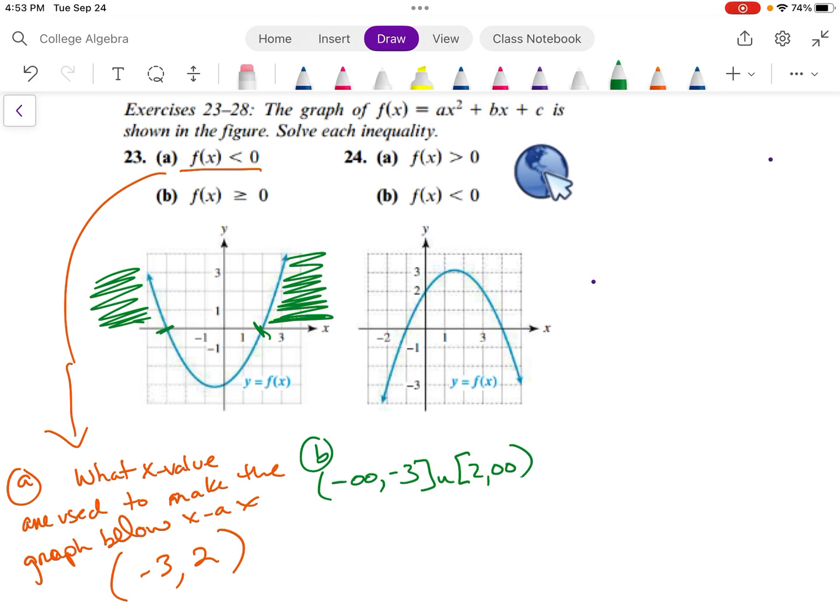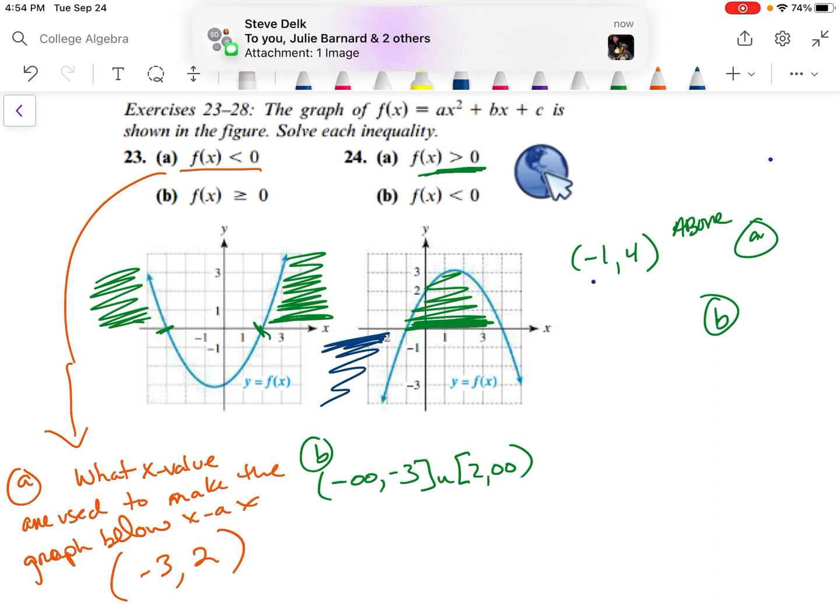And then problem 24 is doing the same thing. Notice there's no equal to bar in the problems on 24, so that means they're all going to involve parentheses. There are going to be no brackets. So when is the graph above 0? When is it above the x-axis is part A. I'm above the x-axis here, so from -1 to 4, I am above. So that's A.